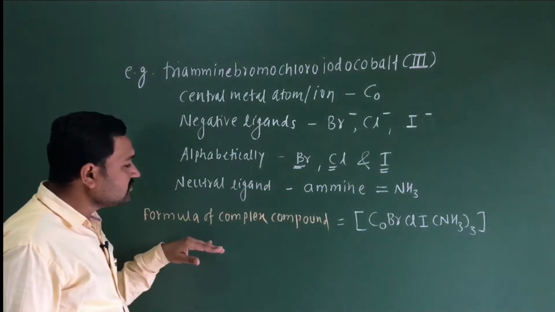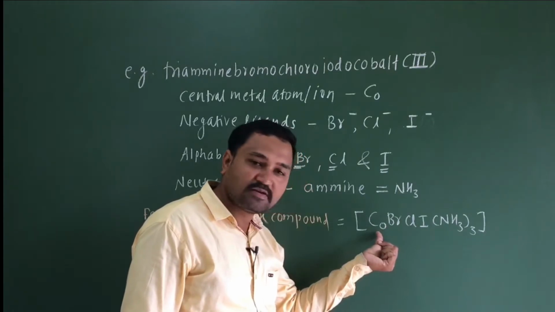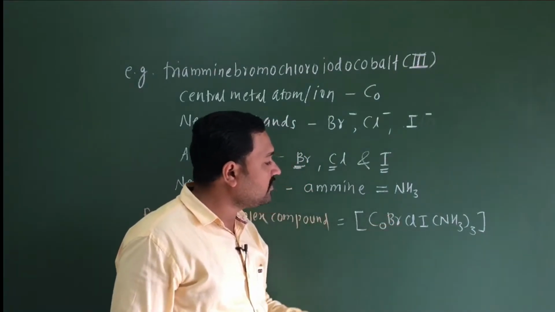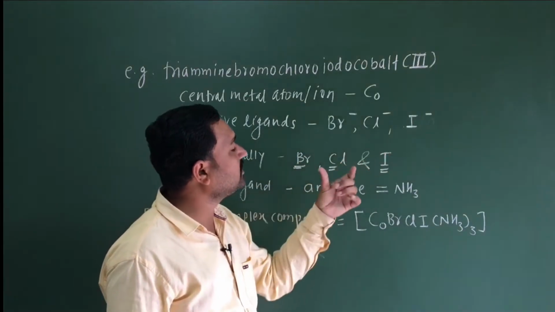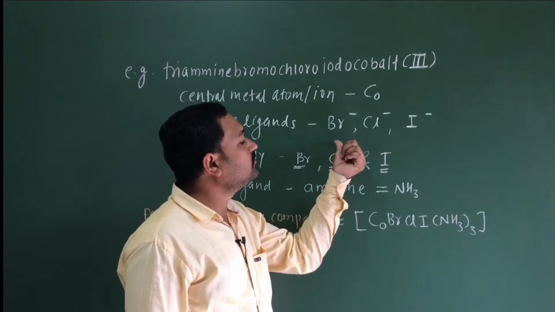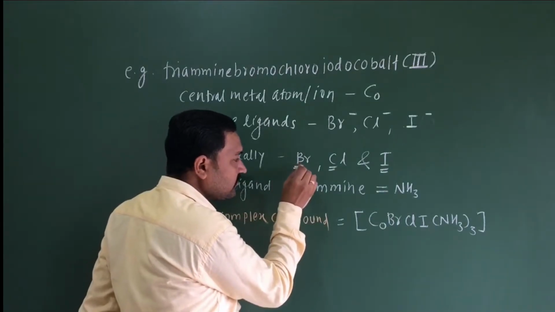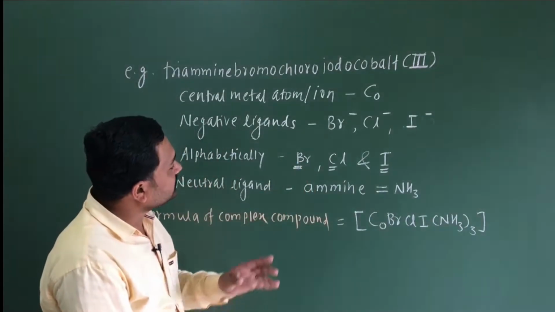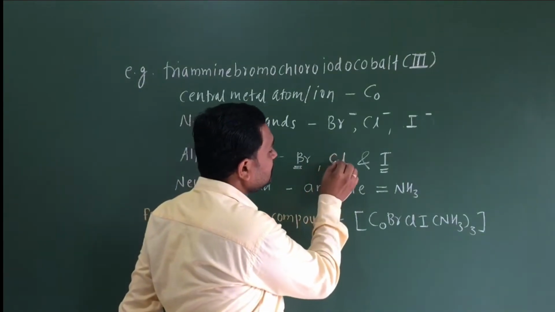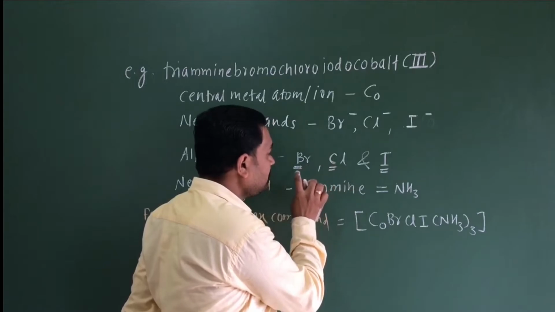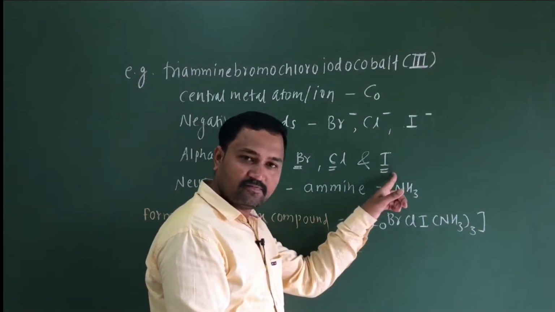While writing the formula of this coordination compound, we generally write the central metal ion first, then followed by the negative ligands, but here there are three different negative ligands: bromine, chlorine and iodine. So here I have considered the first alphabet of bromine, then chlorine. We know that it is B, after B there is C, then I, is it right?